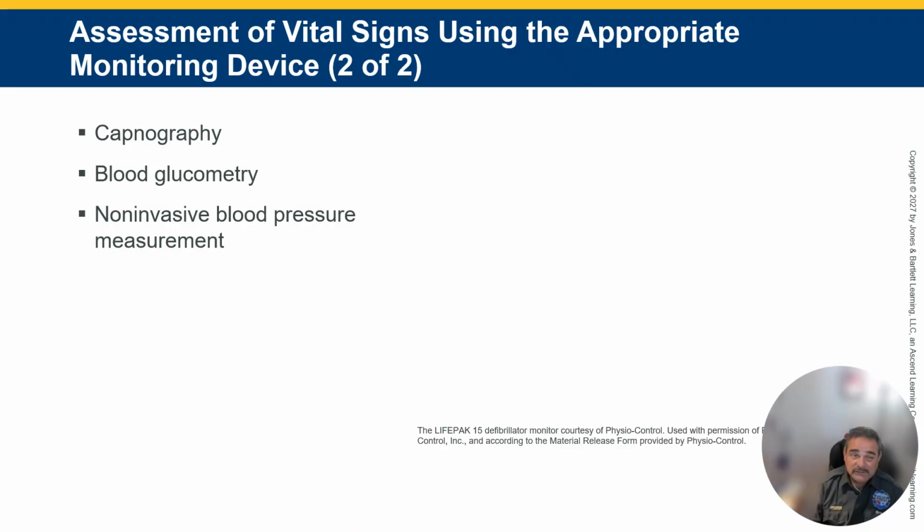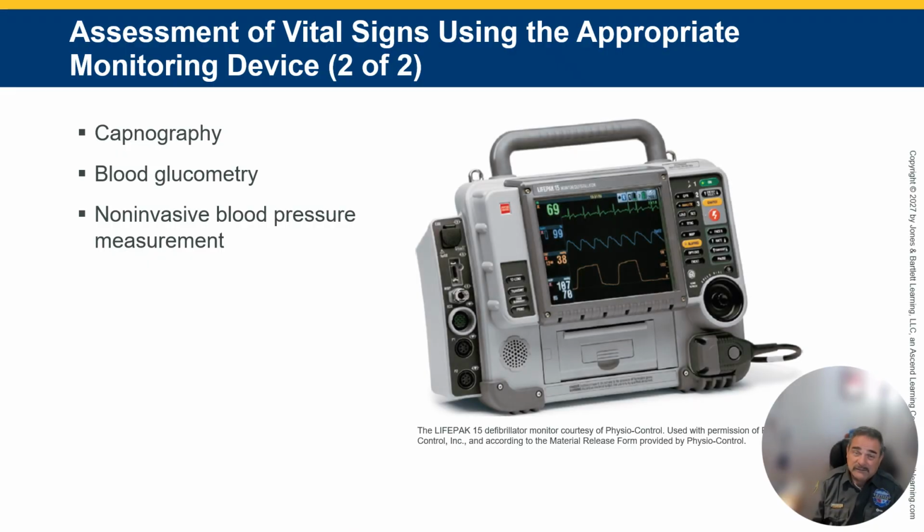So, capnography, blood glucometry, and also non-invasive blood pressure. There you go. There's your LifePak. That is the LifePak 35 series or LifePak 15 series. Anyhow, regardless, that's the LifePak 15. What it does is give us a lot of information. This is what our paramedic uses. You're going to be taught how to place the leads, capnography, the EKG leads, 12-lead EKG, blood pressure cuff, all that kind of good stuff on the patient.